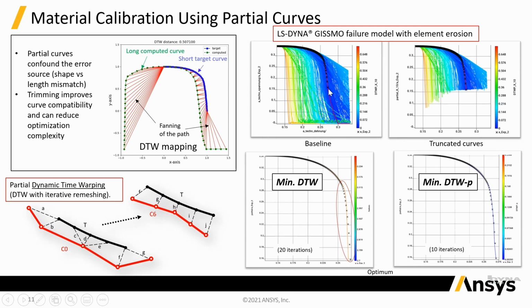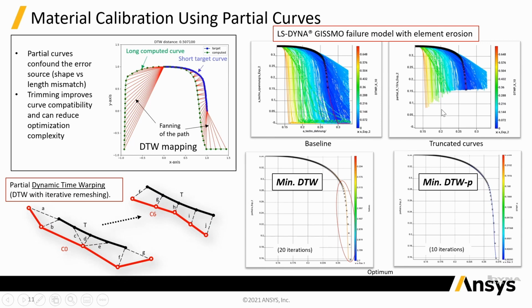And so if we apply this method now, you can see that we're comparing the test curve. If you look in the top right there, you can see that the test curve is now roughly equivalent in its geometry to the computed curves. And so we've truncated the computed curves using the method which we call partial dynamic time warping.